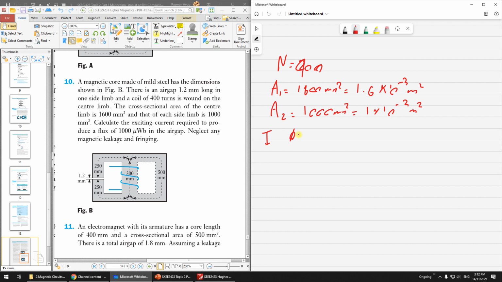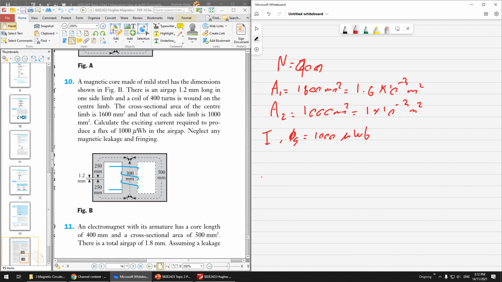Okay, flux is equal to 1000 micro Weber. Find I if the flux at the air gap, flux G, equals 1000 micro Weber. So neglect magnetic leakage and fringing effect.